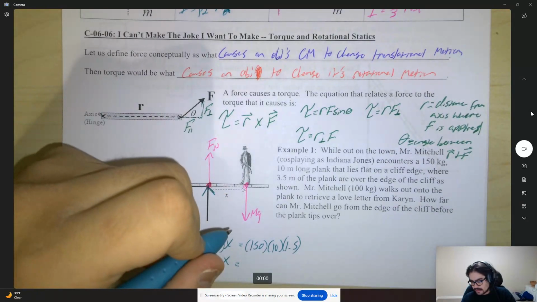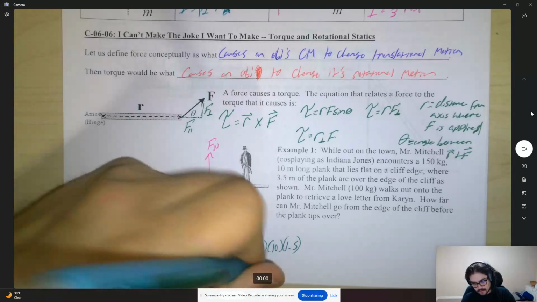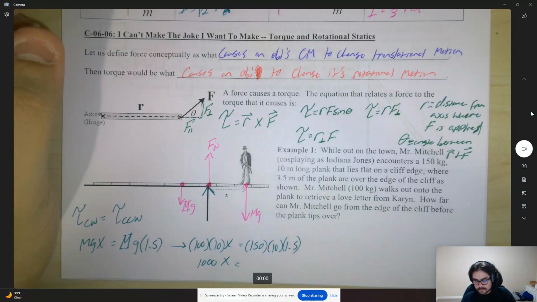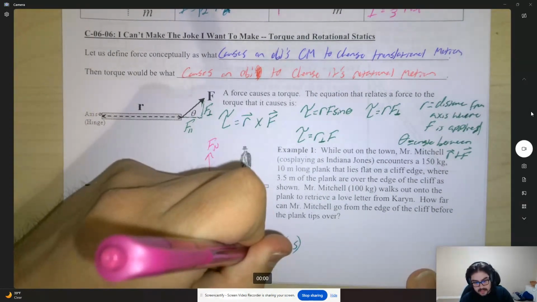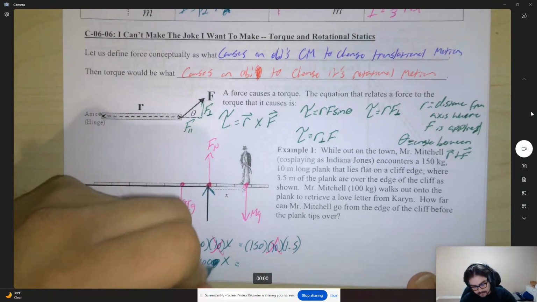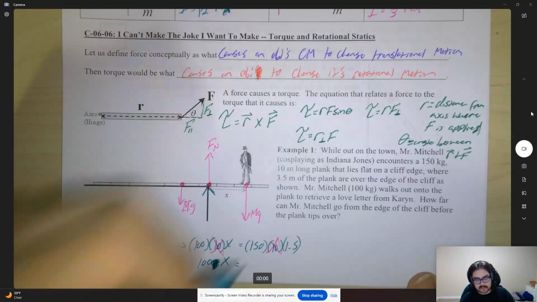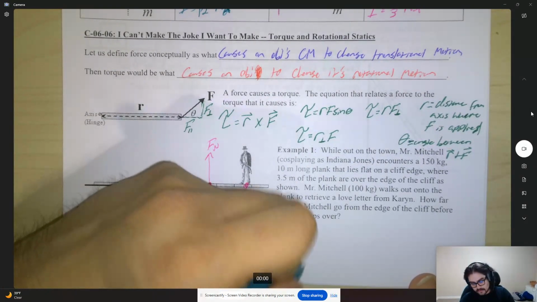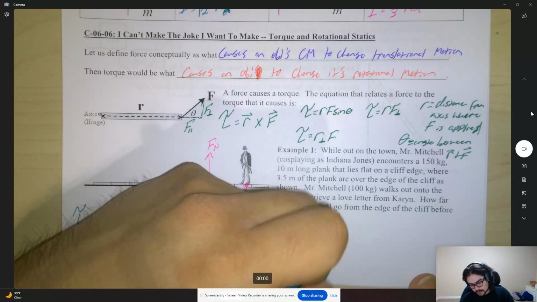Oh, sorry. Actually, what I did in my key here was I knocked out the tens here, so this just becomes 100. So it's 100x equals 225. And then you can figure out from there that x should be equal to about 2.25 meters.